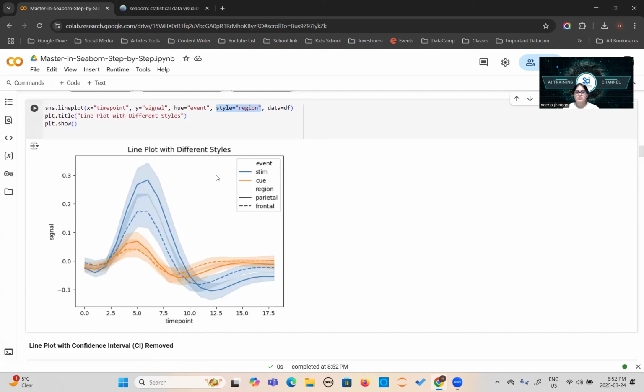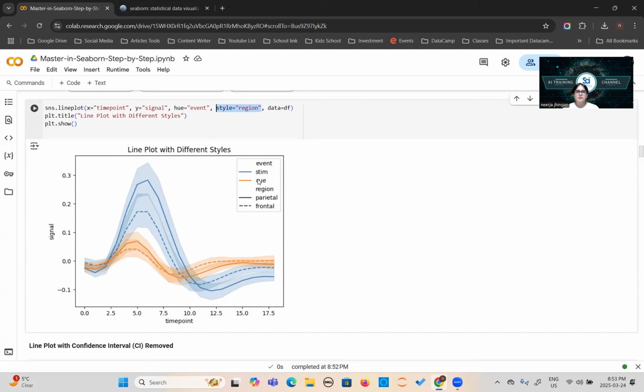Style is equal to region. So it's so easy, right? You don't need to add different lines. You are doing everything using a single line. You only need to add the parameters hue, style, marker, and you can do everything in one go. By default it is showing the dotted line right now. You can try with the marker as well. And then this is showing you everything with the confidence interval.